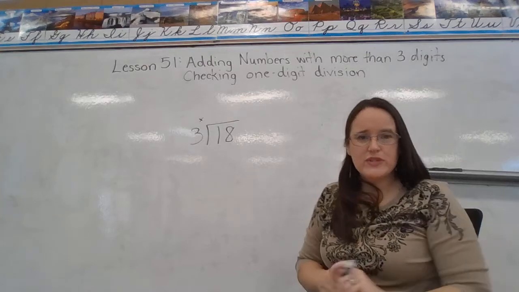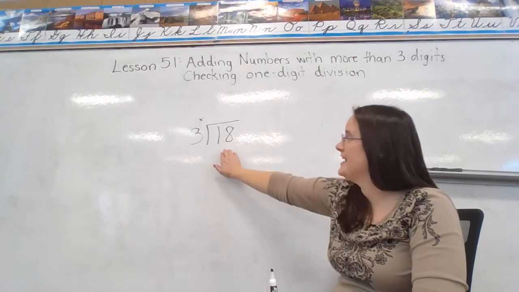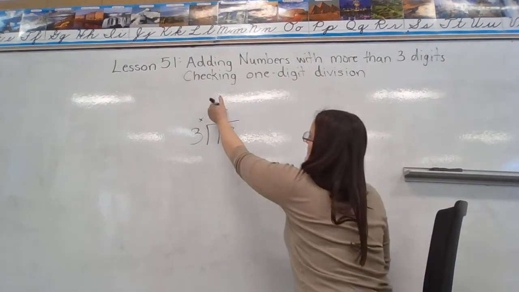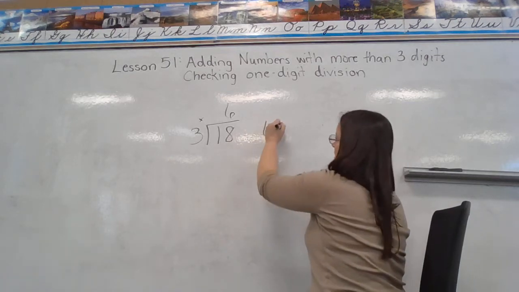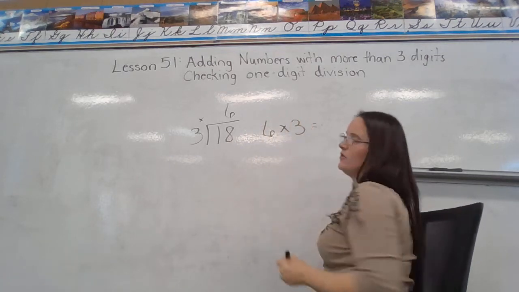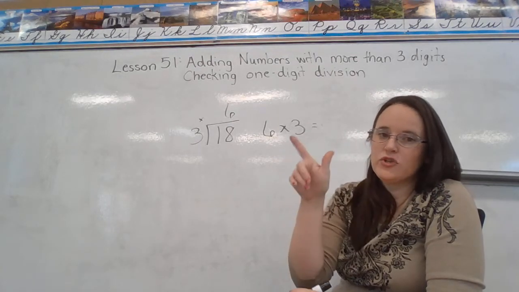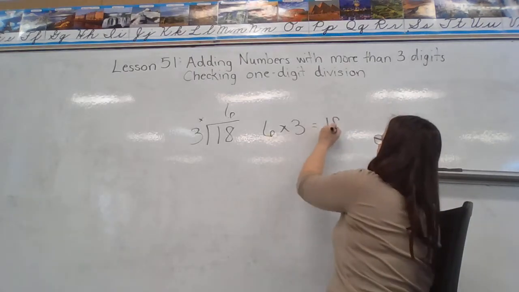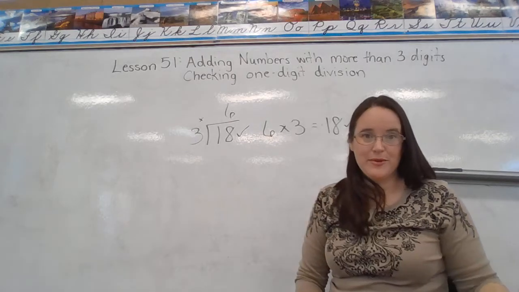So it was too small because 5 times 3 was only 15, and I need to get the whole way to 18. So I'm going to try a bigger number. Let's say it's 6. Now I do 6 times 3, or 3 times 6. Let's count by 6s. 6, 12, 18. Yes. Now I've checked my answer and I am correct.